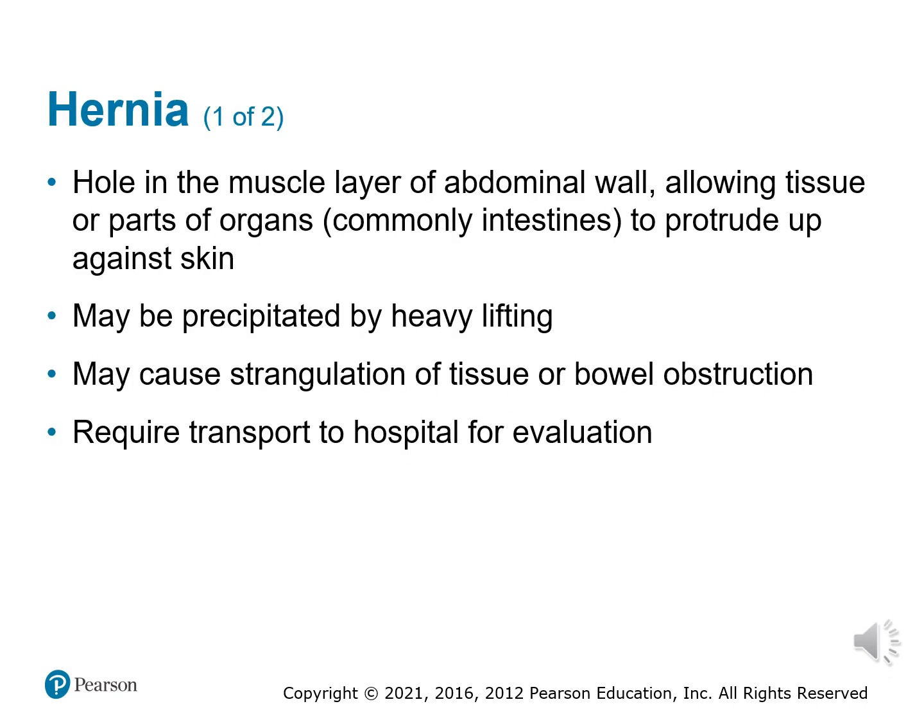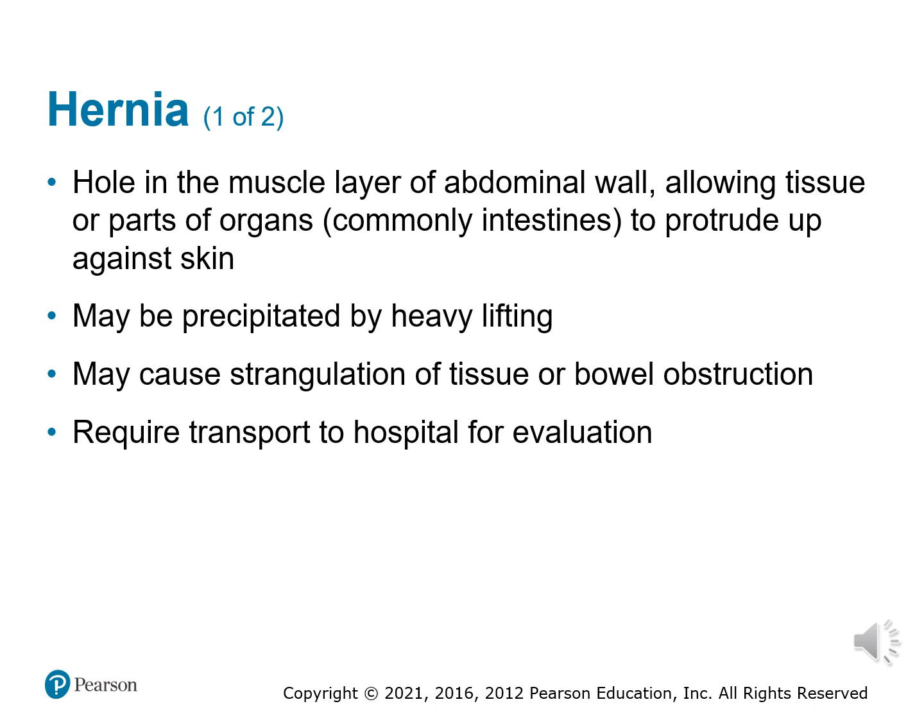So next one we're talking about is going to be the hernia. A hernia is a hole in the muscle layers of the abdominal wall, allowing tissues, usually the intestines, to protrude up against the skin. This can be aggravated by heavy lifting or straining that causes the intestines to push through the weakened area in the abdominal wall. Such a hernia will also cause a sudden onset of pain, usually after lifting.